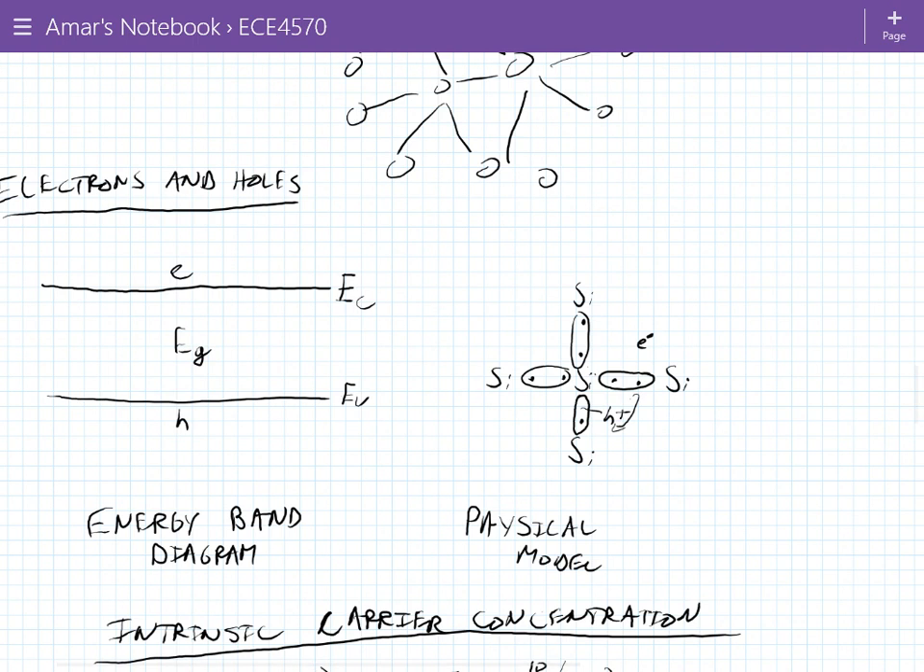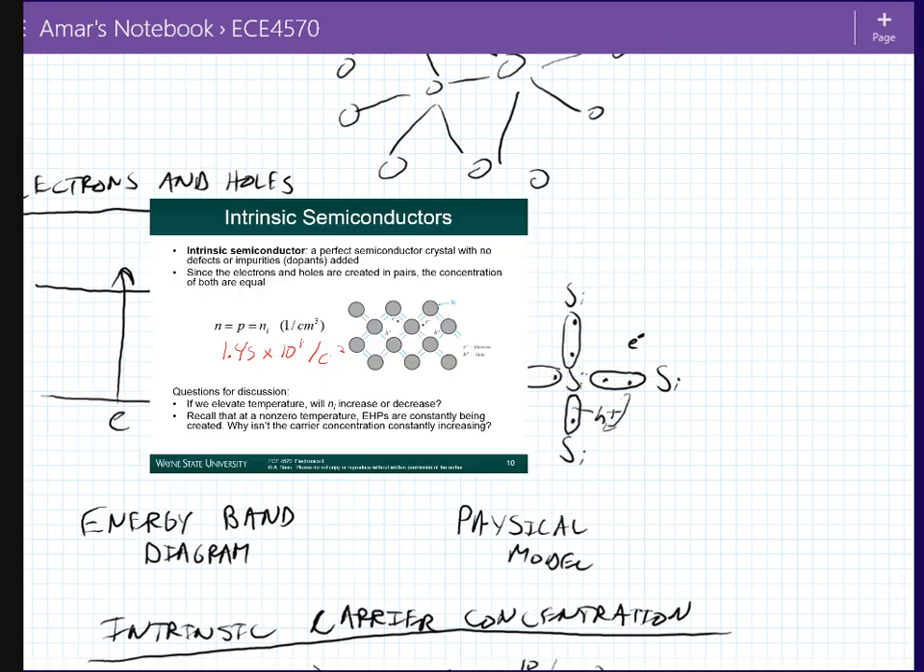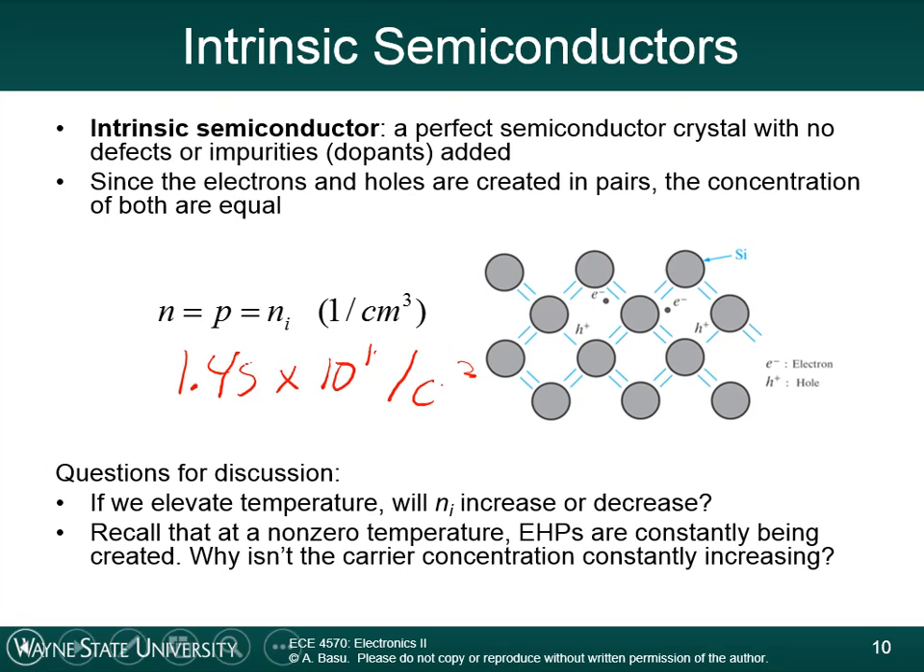If we increase the temperature, more electrons can jump from the valence to the conduction band. So therefore, you're going to get more electrons. You're also going to get more holes. They're created in pairs. So at higher temperatures, Ni will increase. There's actually an exponential dependence on temperature.